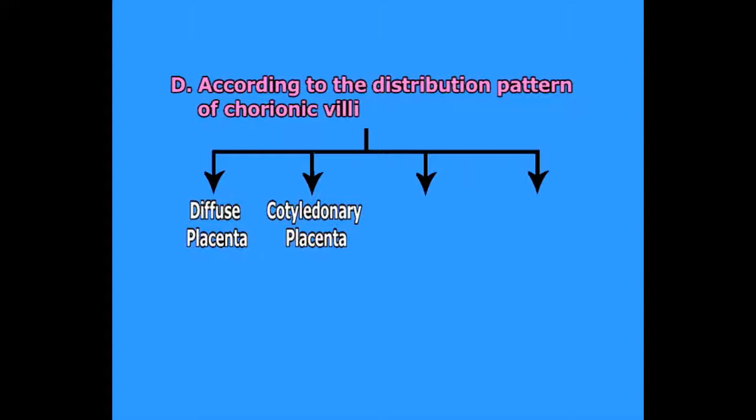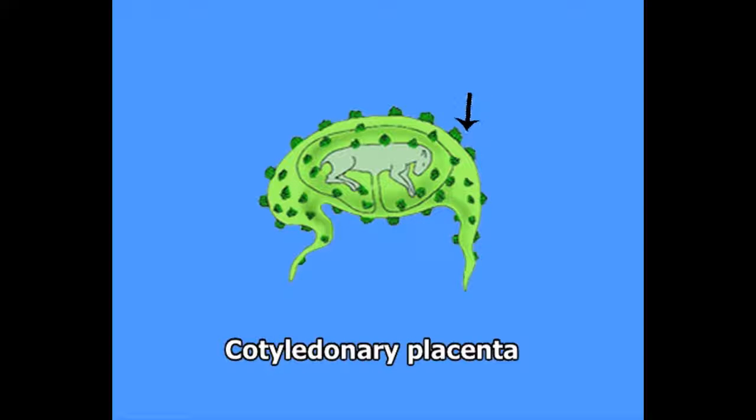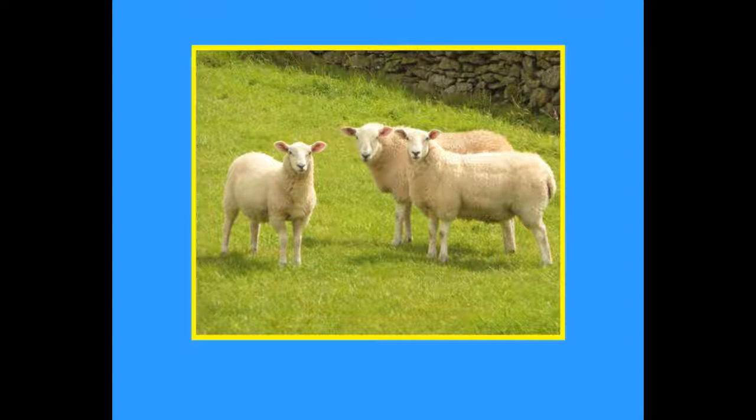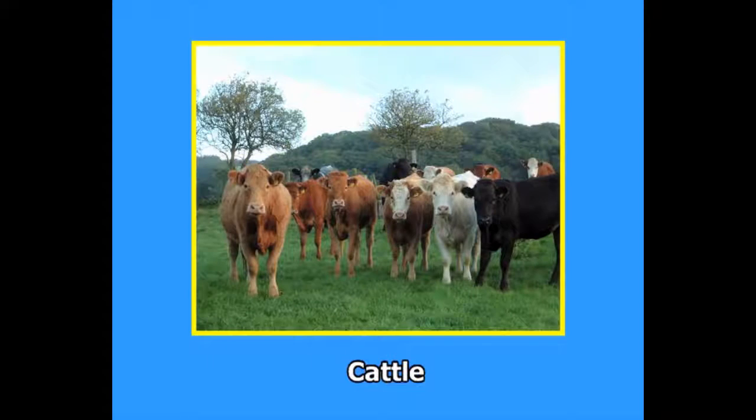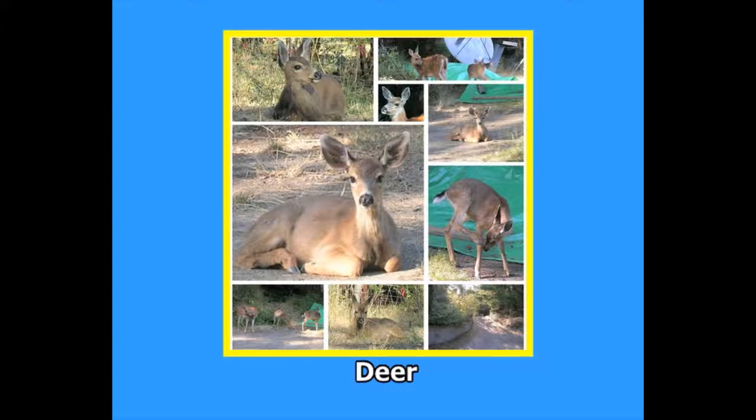Number 2. Cotyledonary placenta. The villi are arranged in patches. Each patch of villi is known as cotyledon. The uterine wall is provided with thickened sockets into which the cotyledons fit. Example, sheep, cattle and deer.